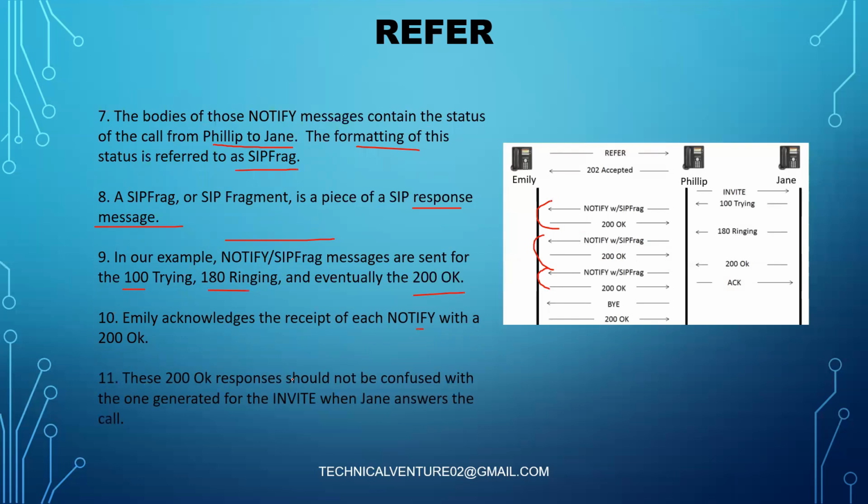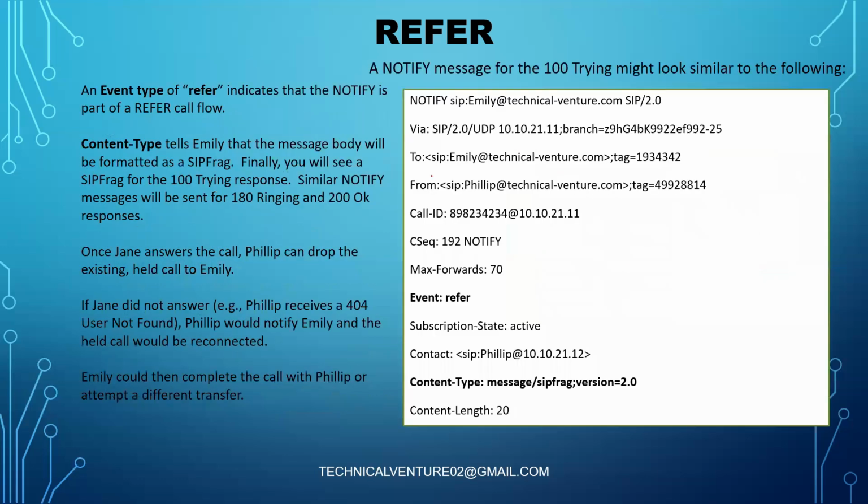So these 200 OK responses should not be confused with the one generated for the invite when Jane answers the call. So this is a different 200 OK, and these 200 OKs are different. That is what I was saying. CSeq would be quite helpful whenever there are 200 OK messages, right?